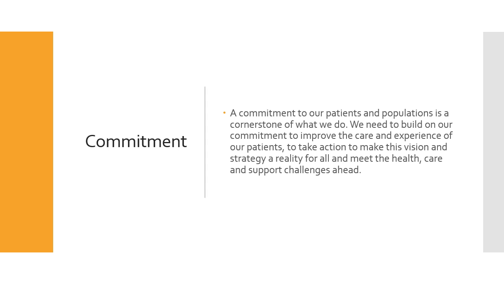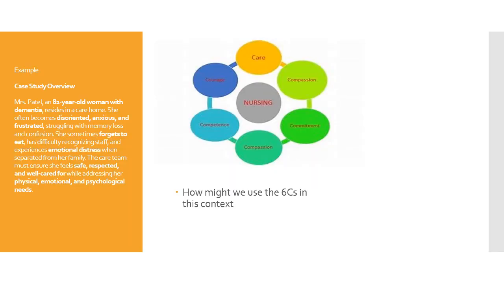So we have discussed care, compassion, commitment, competence, and courage. So these are the six C's which are very important in health and social care. These are basically six values. They help ensure that the care we are giving is holistic, patient centered, and it focuses on both physical and emotional well being of the individuals.